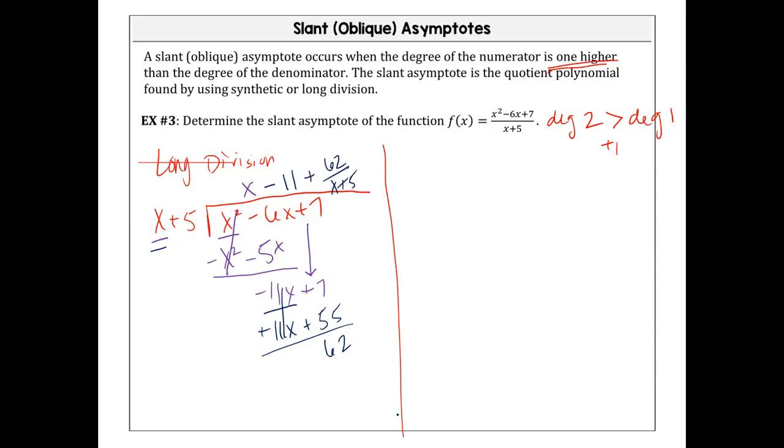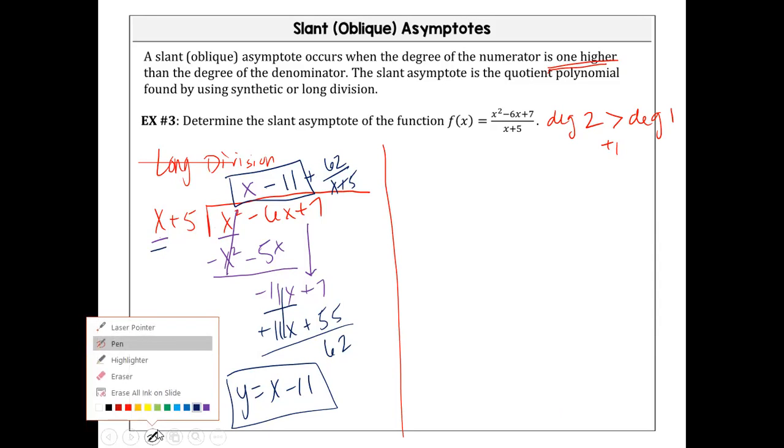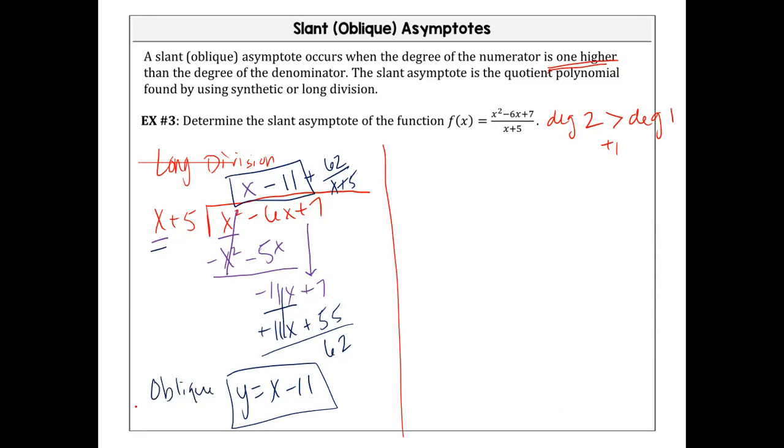Your oblique is just your terms before the remainder. So our oblique asymptote, or our slant, is at y equals whatever is in the beginning: x minus 11. So that's my oblique asymptote. Now in terms of synthetic, synthetic only works if the divisor is linear. Oblique: y equals x minus 11.